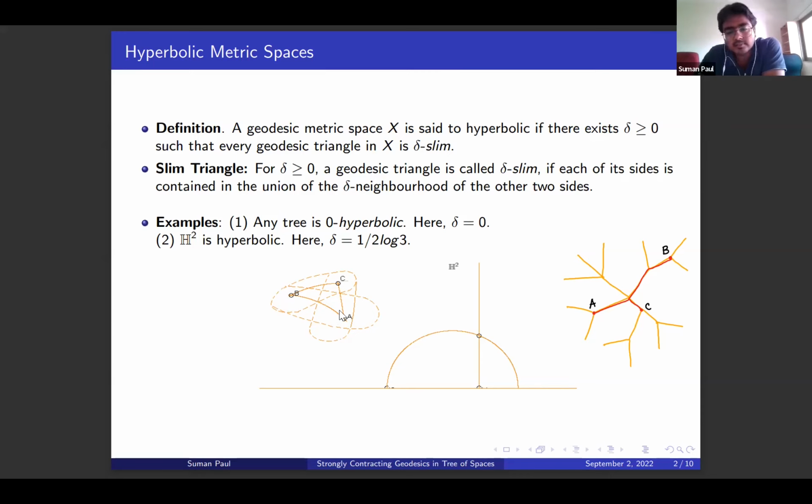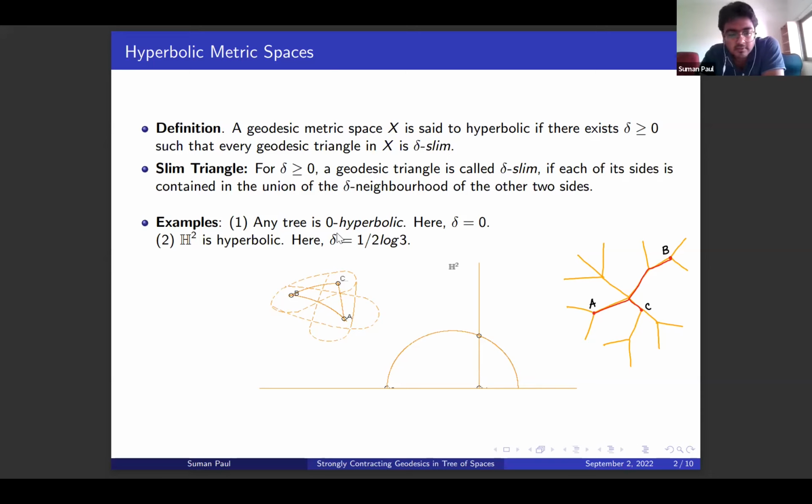And certainly this is not true in our usual Euclidean space. In that sense, you cannot get a uniform delta so that all the triangles will be delta slim, right? Because triangles can get very fat. You can take a big triangle and it will not be delta slim. So examples.